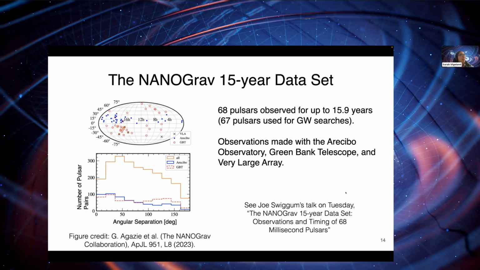So now let me talk about the NANOGrav 15-year data set and the gravitational wave results from analyzing that data set. The 15-year data set consists of 68 pulsars observed for up to 15.9 years, 67 of which were used in the gravitational wave searches. One pulsar has not been observed quite long enough to make contributions to the gravitational wave searches, but it certainly will have been observed long enough by the next data set.